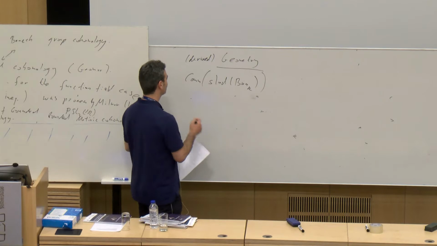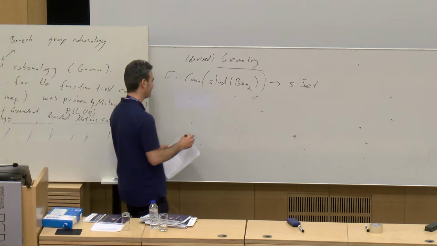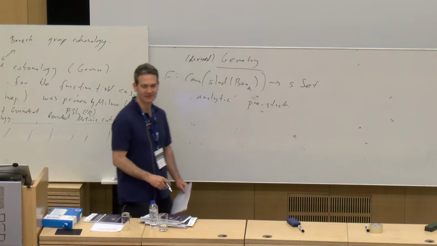And then what would be a functor of points? Well, it's just a functor from here to simplicial sets. So if you want, you can call such a thing an analytic, or maybe Bornological, pre-stack. So I can just work with this category of functors from these test objects to simplicial sets.